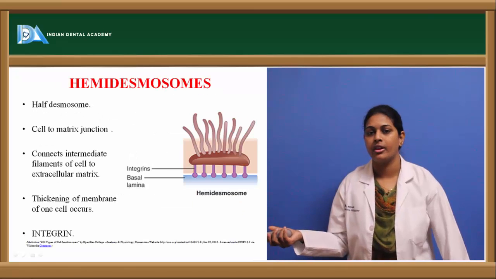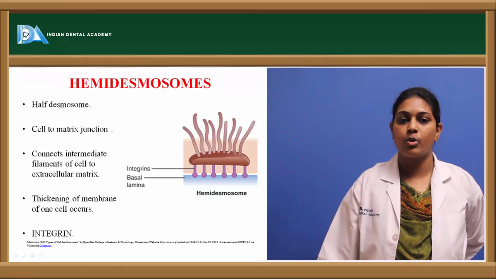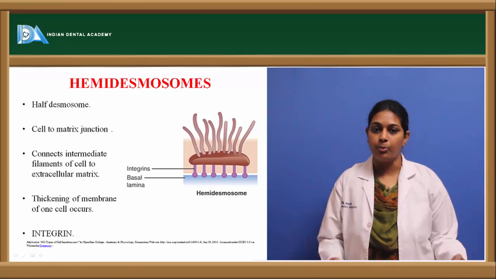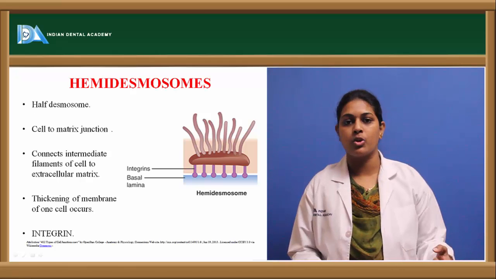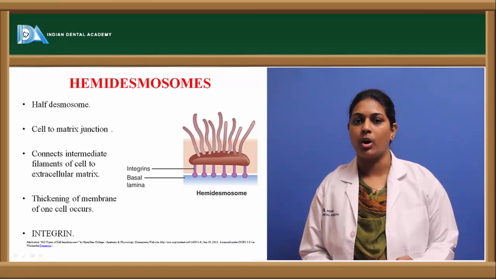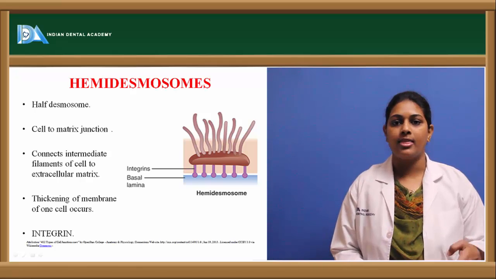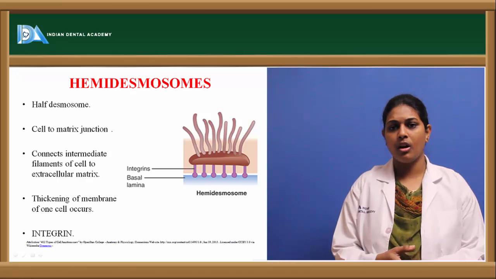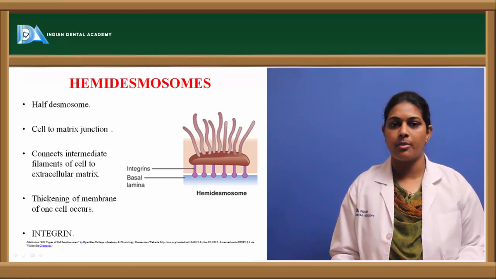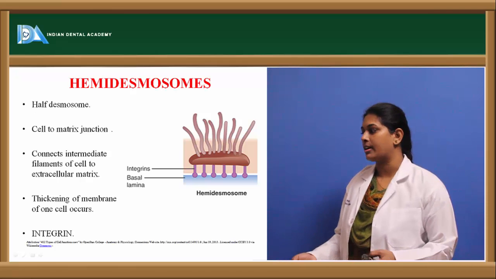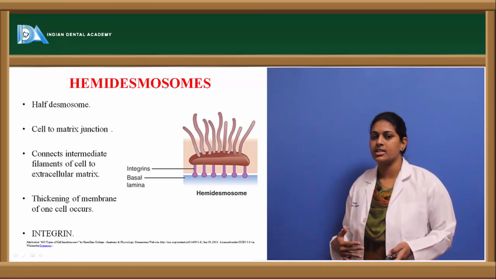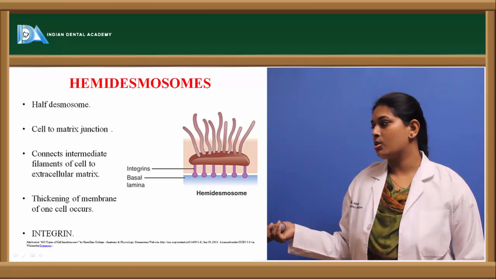Coming to the hemidesmosomes, it is also known as half desmosome because, as we have seen in desmosomes, there is involvement of both the cells. But here in hemidesmosome, as the name itself suggests, hemi means half. That is, only one cell is involved. Only one patch will be formed, and this patch connects with the adjacent layer, that is the basal lamina or the extracellular matrix, with the help of its intermediate filaments. That is, only the intermediate filaments of the cell are extruded from the cell to the basal lamina. So it is known as half desmosome.